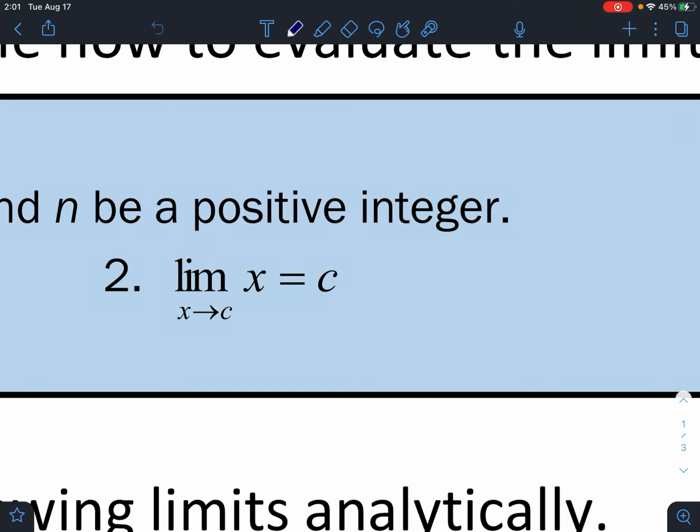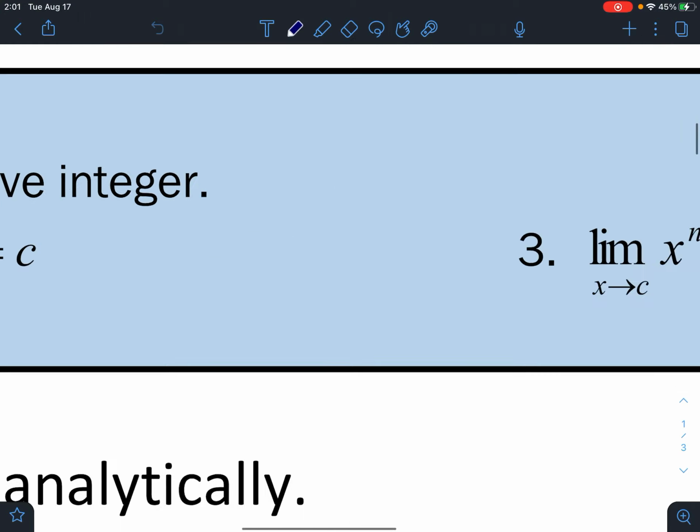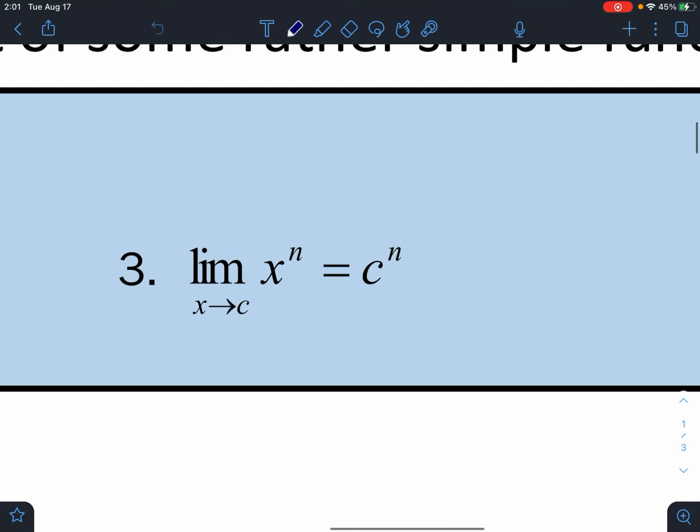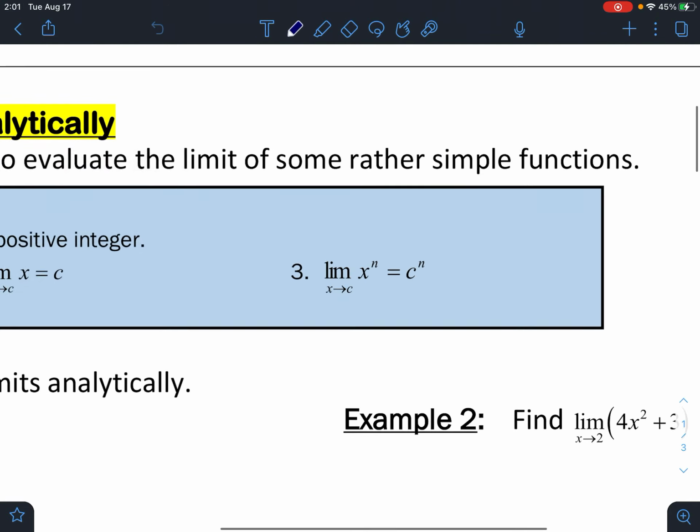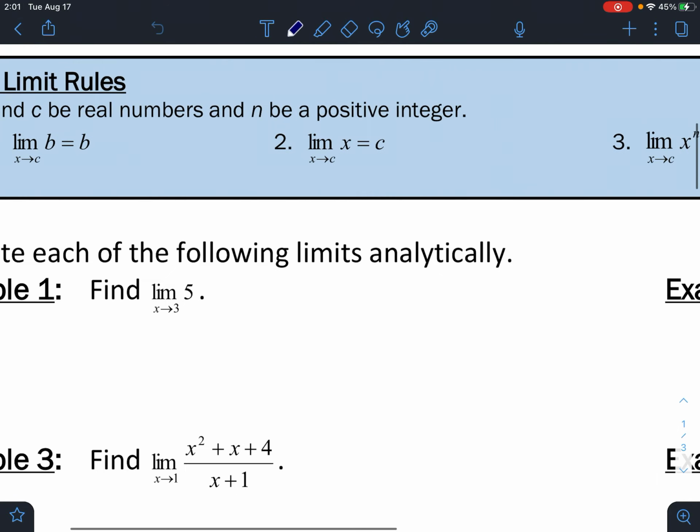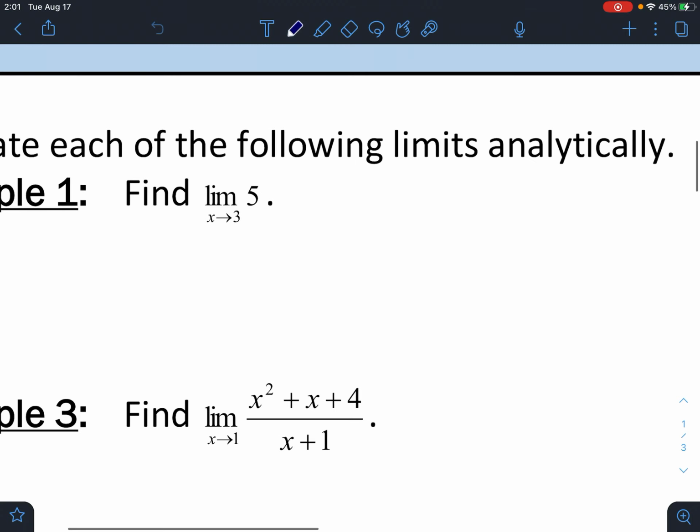The second one here, limit as x approaches c of x, that's just the line y equals x. So whatever x value we put in, we'll get the same y value back. So if we put c in, we would get c back. And that's true for any power of x, not just the first power of x. Okay? Let's take a look at a couple of these pretty basic ones here.